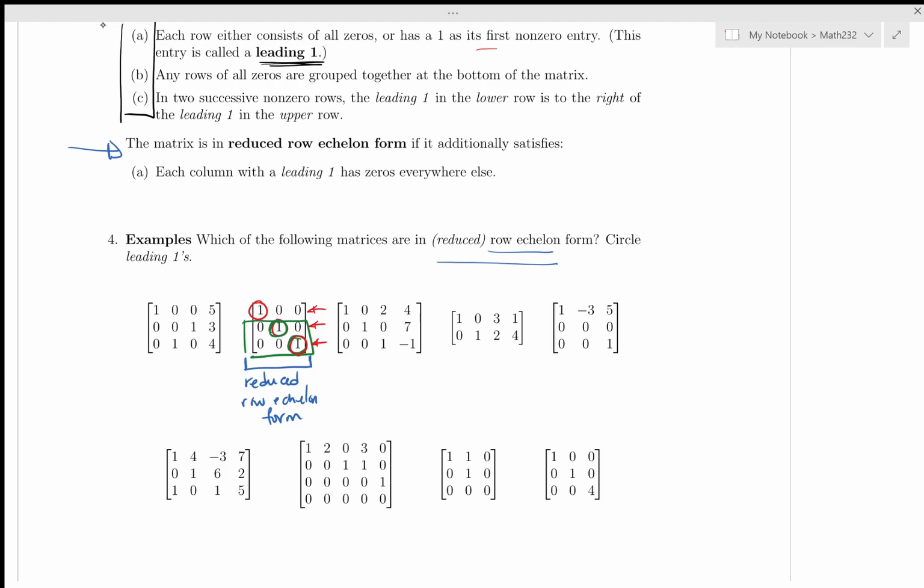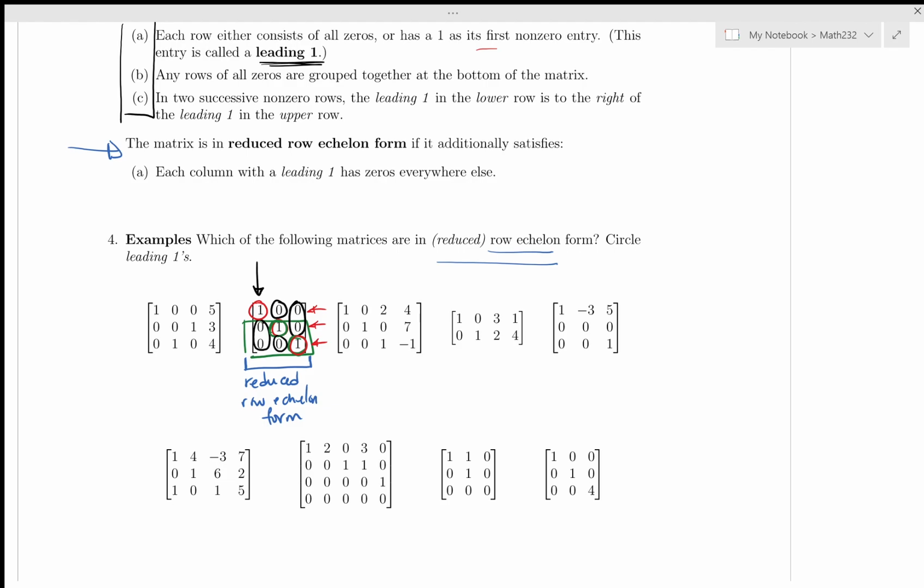And then the further criteria here is that this is a 0, and these two things are 0. So in any column that has a leading 1, and in this case all of the columns have a leading 1, let's circle all the zeros that are necessary. Any column that has a leading 1, we circle the leading ones, and everything else in the column is 0. So that one's in reduced row echelon form.